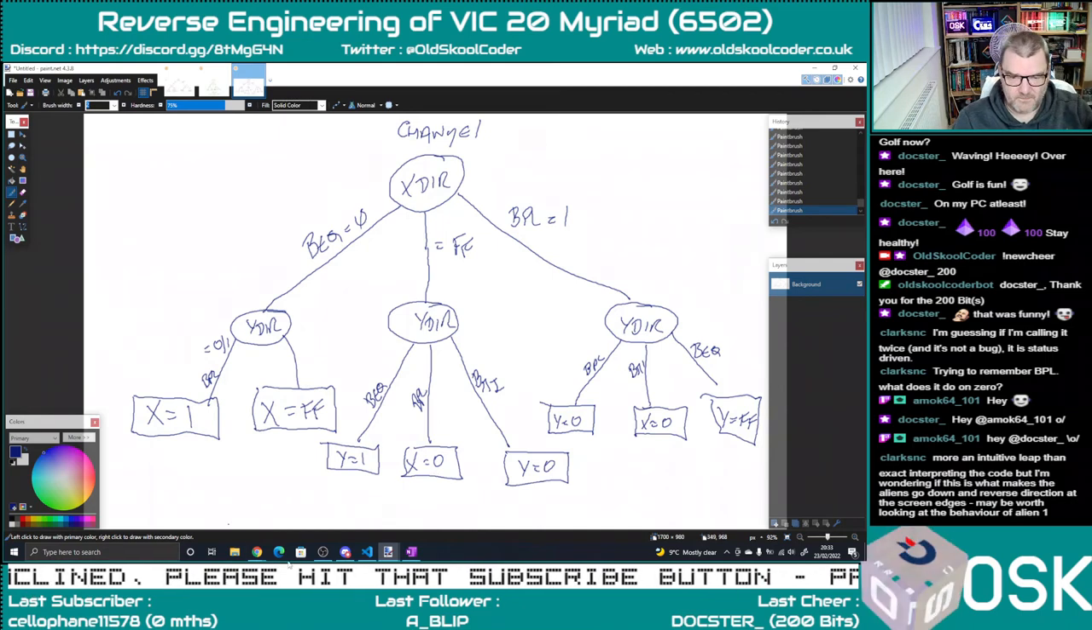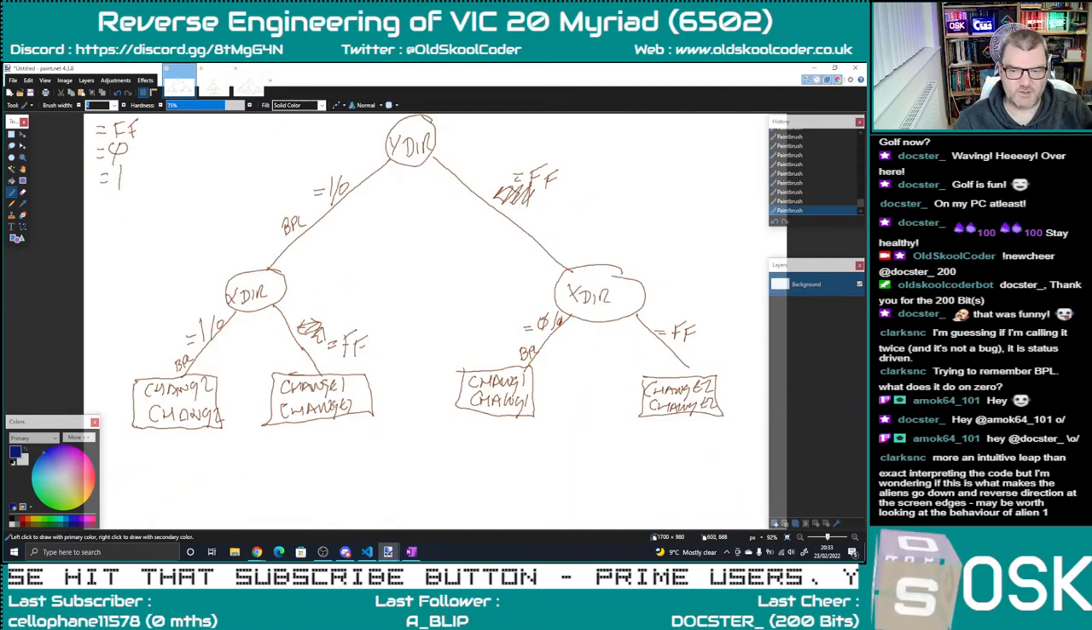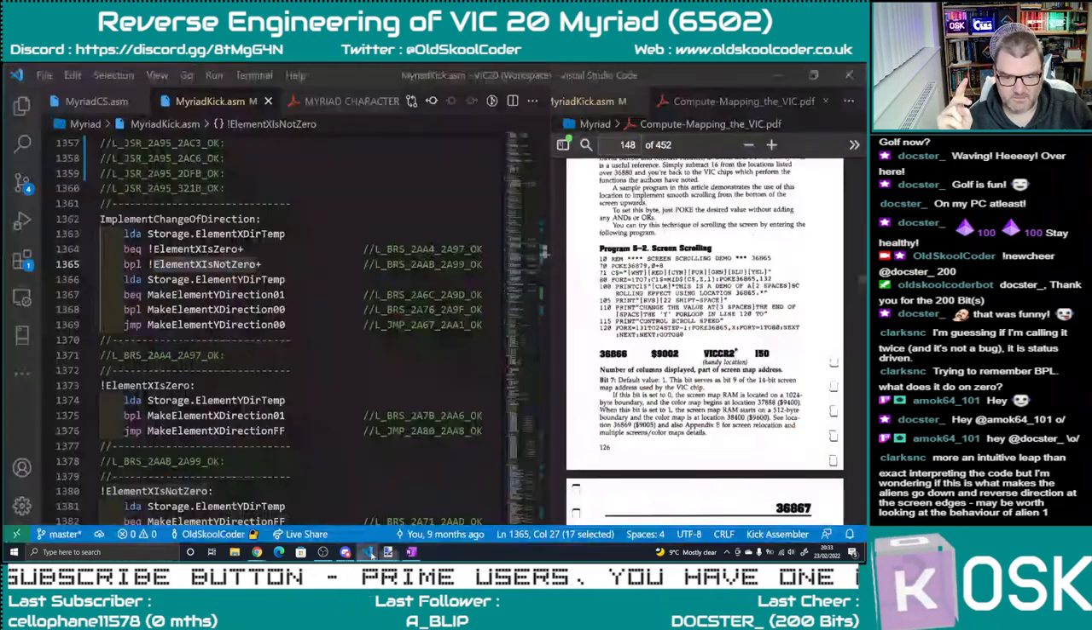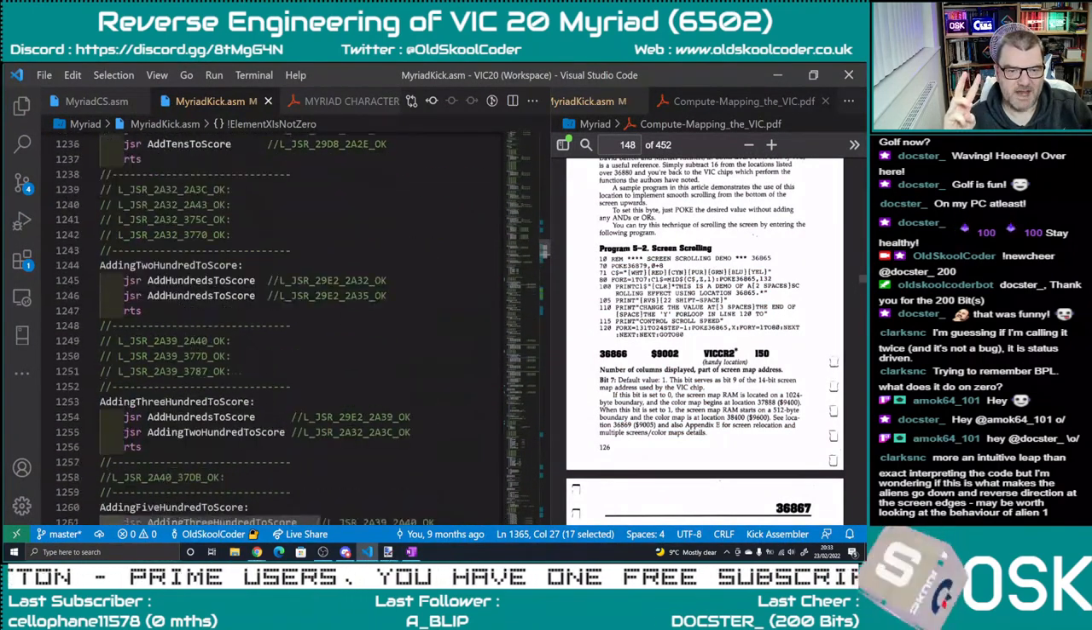Now, you've got to remember that the thing that calls it runs these two others twice, the same thing twice. So therefore, there's three steps to this truth table.